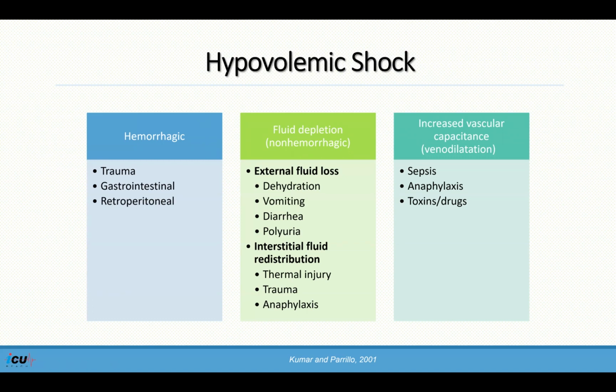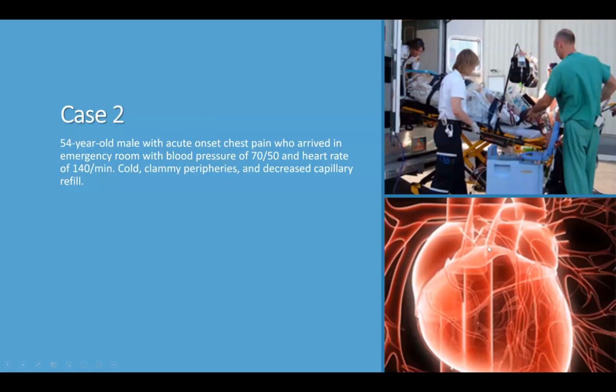And of course, it could be because of increased vascular capacitance with venodilatation, such as the case in sepsis. That's why we will see that the preload may be decreased in patients with sepsis without evidence of hypovolemia. It's just that the volume is distributed in the larger capacitance of the vessels. You can see that in anaphylaxis or in toxins or drugs.